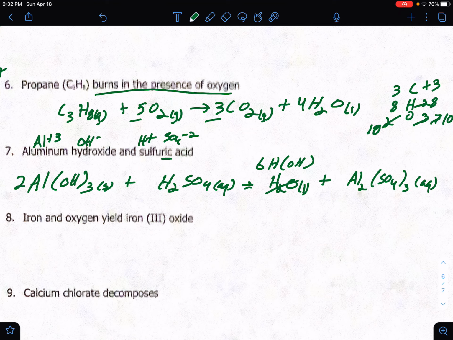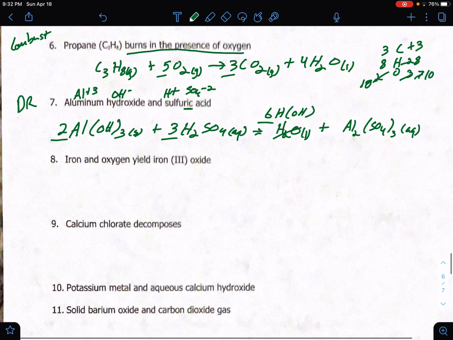So I'm going to move on to hydrogens now. I have 6 hydrogens on the right and only 2 on the left, so I'm going to multiply this by 3. So that fixes my hydrogens, and now I have 3 sulfates and 3 sulfates, so now this is balanced.